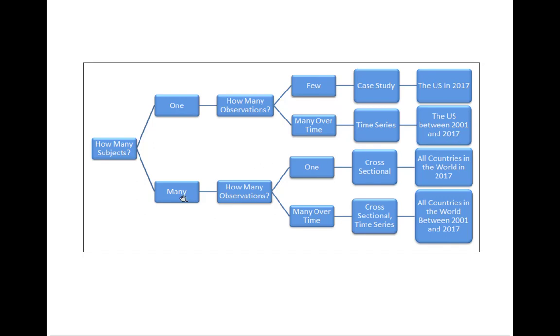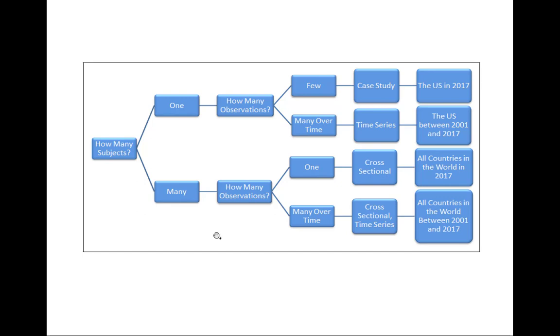If your variable applies to multiple subjects and you only have one observation per subject, then you have a cross-sectional variable. An example of this would be studying democracies in all countries throughout the world in 2017. There would be multiple subjects, all countries in the world, with one observation in 2017.